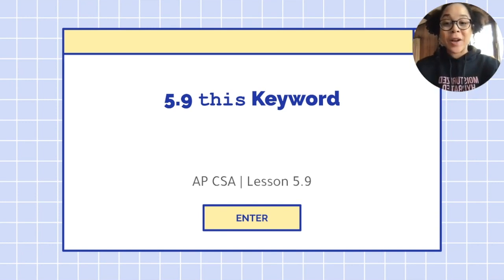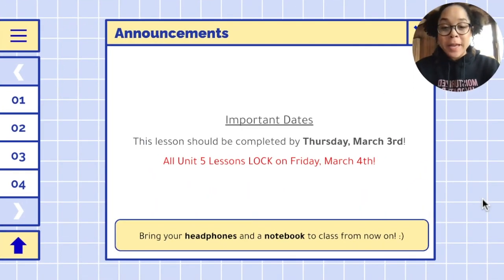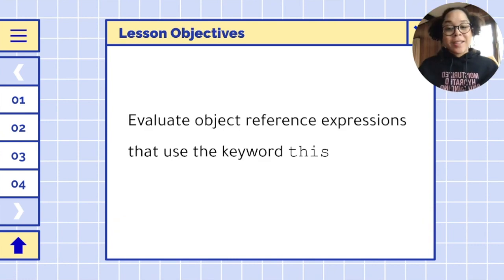Hey everybody! This is the last lesson of the unit, and we're finally learning what this means. Not the general this, the this. It's a keyword. This lesson should be completed by this Thursday, March 3rd, because all the Unit 5 lessons are going to lock on Friday, March 4th. The objective of this lesson is to evaluate object reference expressions that use the keyword this.